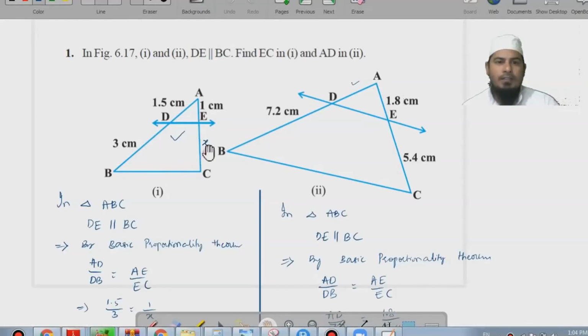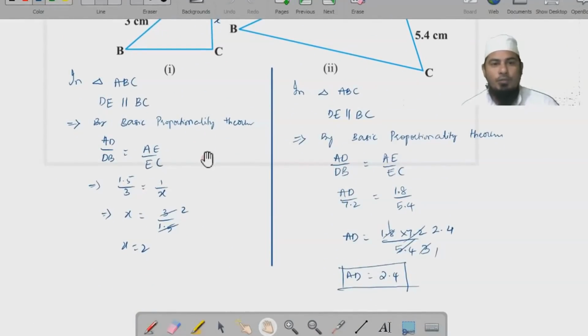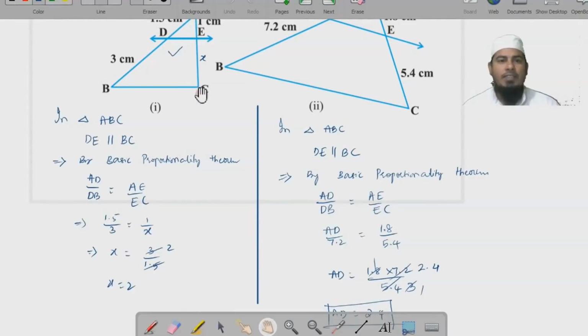As discussed, in this triangle we need to find x. In triangle ABC, this DE is parallel to BC, given, so we have written. Whenever we have a line parallel to one side of the triangle, by basic proportionality theorem the ratios are equal. AD by DB is equal to AE by EC. So when we substitute the values, we get this EC, which is written as x. By cross multiplying and simplifying, we get the x value. We got x as 2.